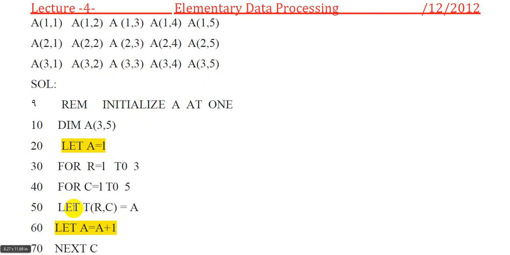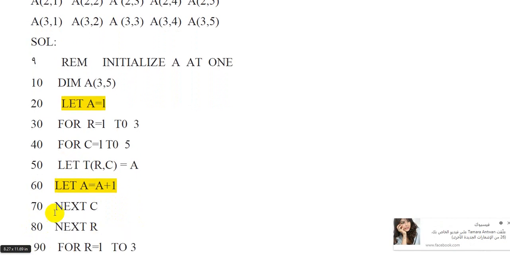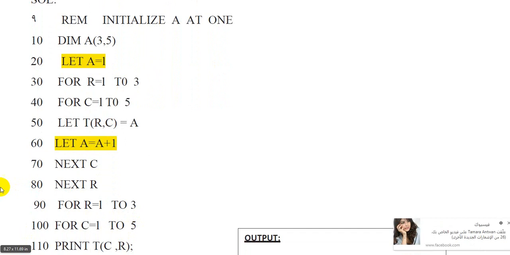The LET T in terms of R and C will be given exactly equal to A. The 60th step in this case will be LET A equal A plus 1. 70 NEXT C, 80 NEXT R, then 90 FOR R equal 1 to 3, as well as here for the 100th step the substitution is indicated.